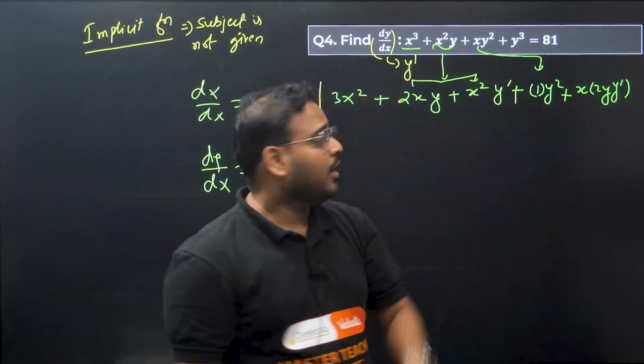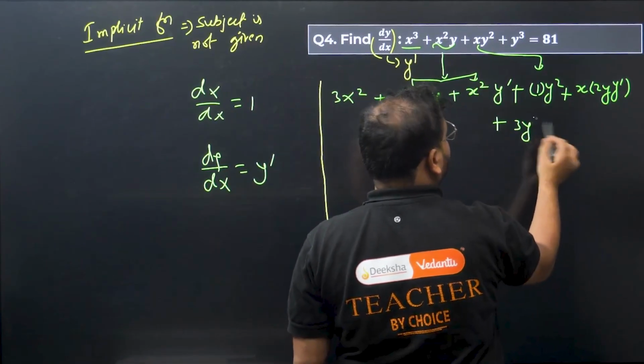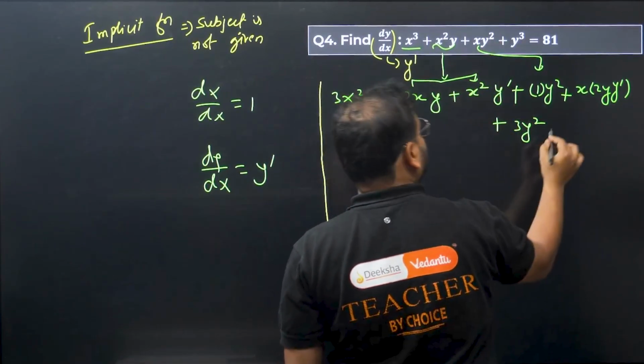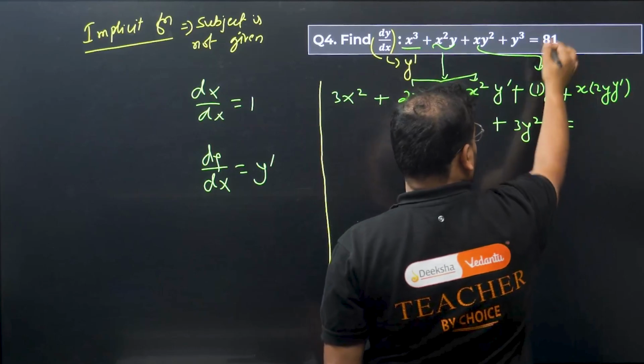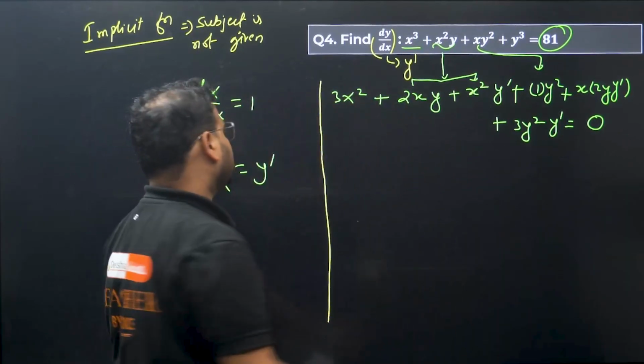Clear? Okay. Next is y cube. Differentiate y cube also. You'll have 3y square. Is it over? No. Differentiate y also, so y dash. The derivative of the constant 81 is 0. This is clear.